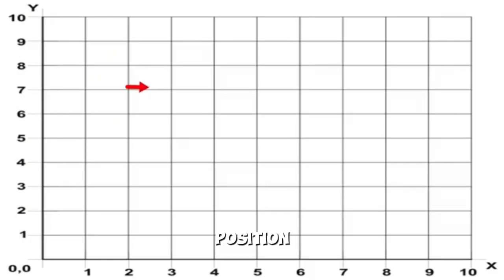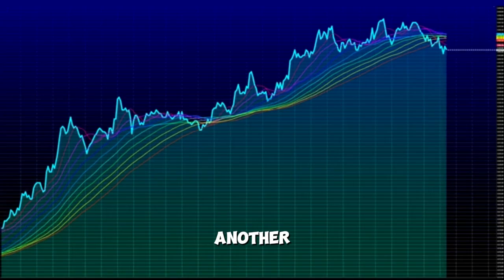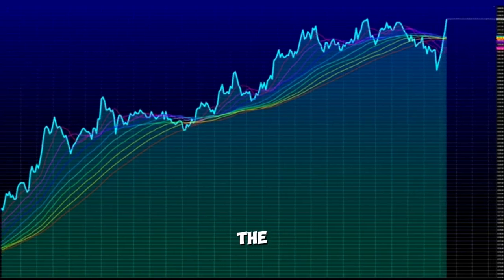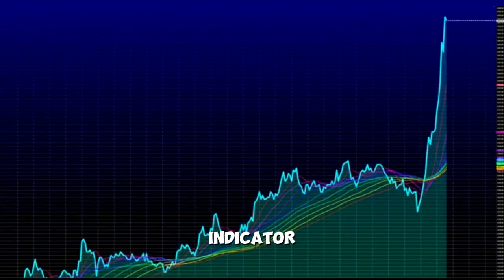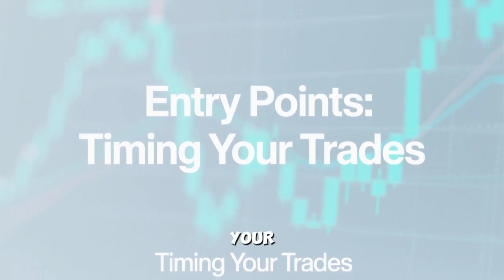For a short sell position, the opposite applies. Place the stop loss just above a clear resistance level or a recent swing high. Another advanced technique involves using the average true range, ATR, indicator, which measures market volatility. Entry points, timing your trades.